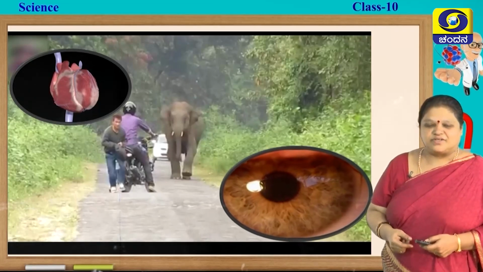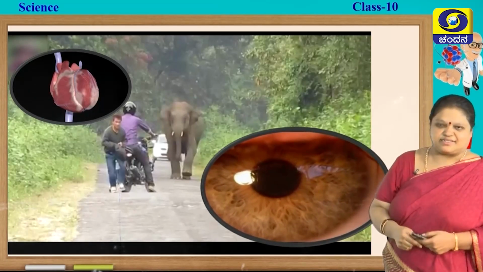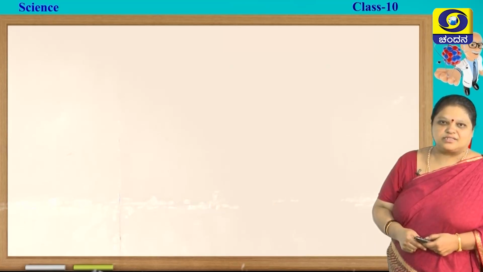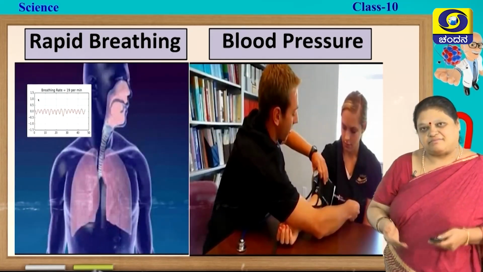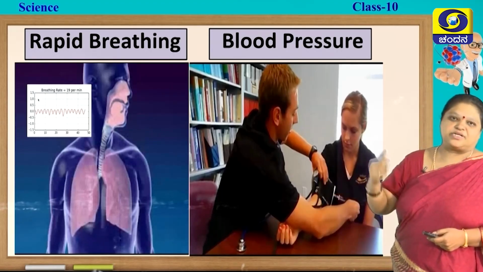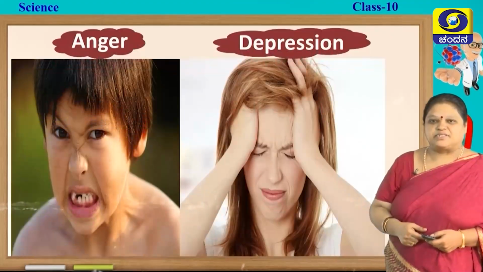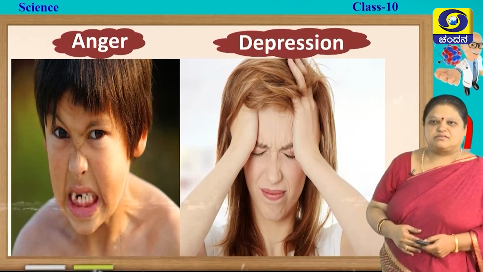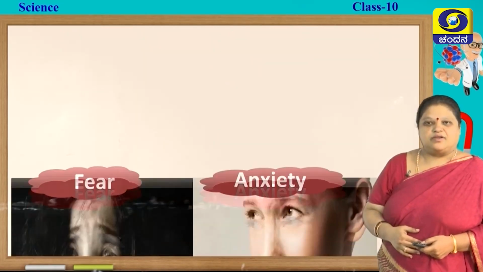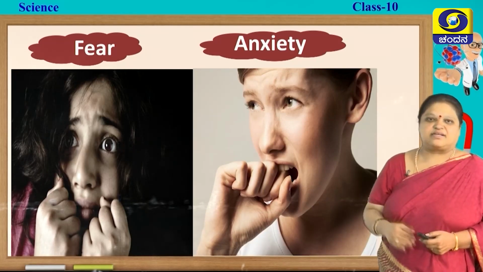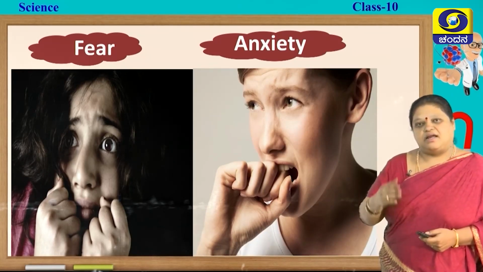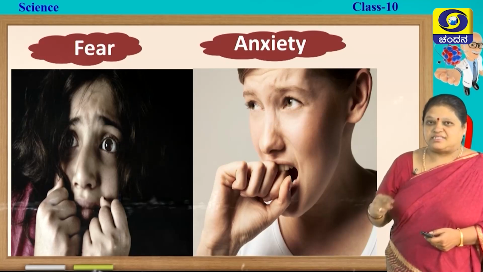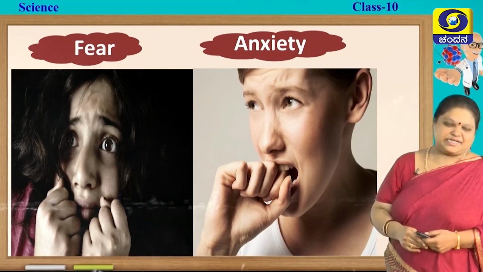So, what happens? First of all, his pupil gets dilated, he is excited. Next, he will have a rapid heartbeat rate. Next, rapid breathing, he will be breathing heavily, and his blood pressure may increase. Not only in those situations, but when a person is angry or in depression, fear, anxiety, in all these cases, to control these emotions and to keep the person healthy, this emergency hormone adrenaline is secreted.